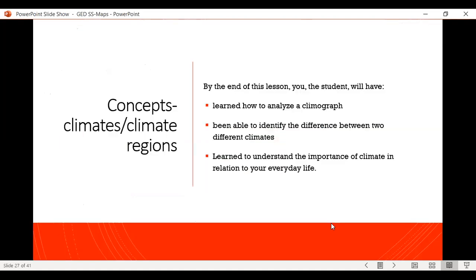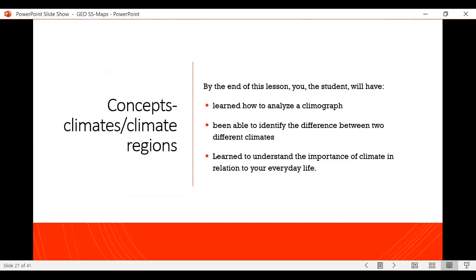But since we're here at the end of the class, you have already learned how to use and how to analyze a climograph. You've been able to identify the difference between two different climates, and you've learned the importance of climate in relation to your everyday life. And the reason why we need to know this, just like with weather, let's say you're going on vacation somewhere and you want to know what to bring, how to dress.